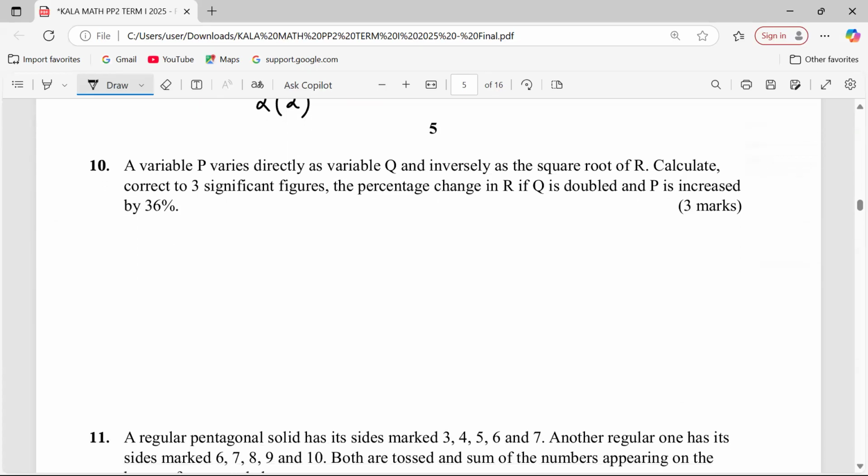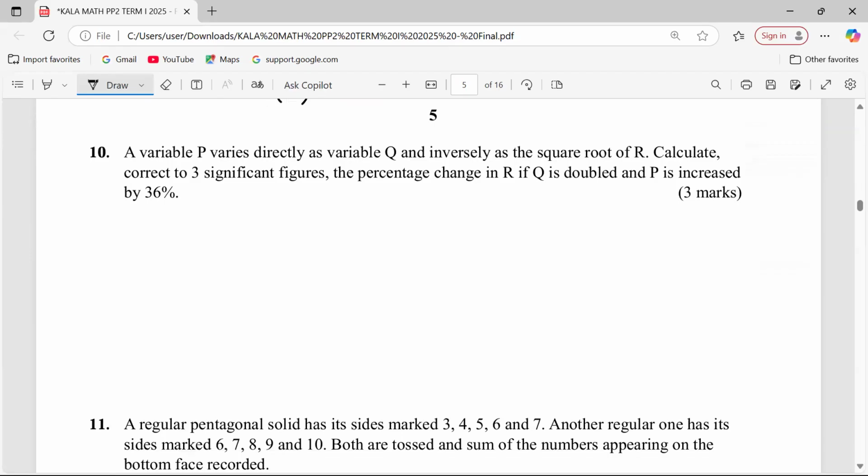At number 10 now. A variable p varies directly as variable q and inversely as the square root of r. Calculate, correct to three significant figures, the percentage change in r if q is doubled and p is increased by 36%. So let's first, before we go to the concept of percentage change, interpret the statement so that we may know how the variables are related.